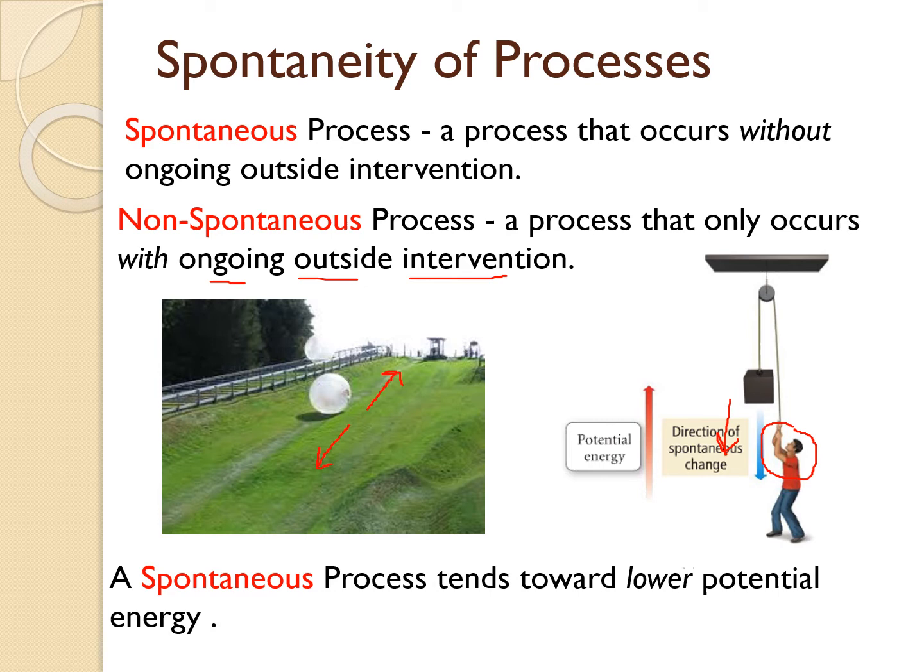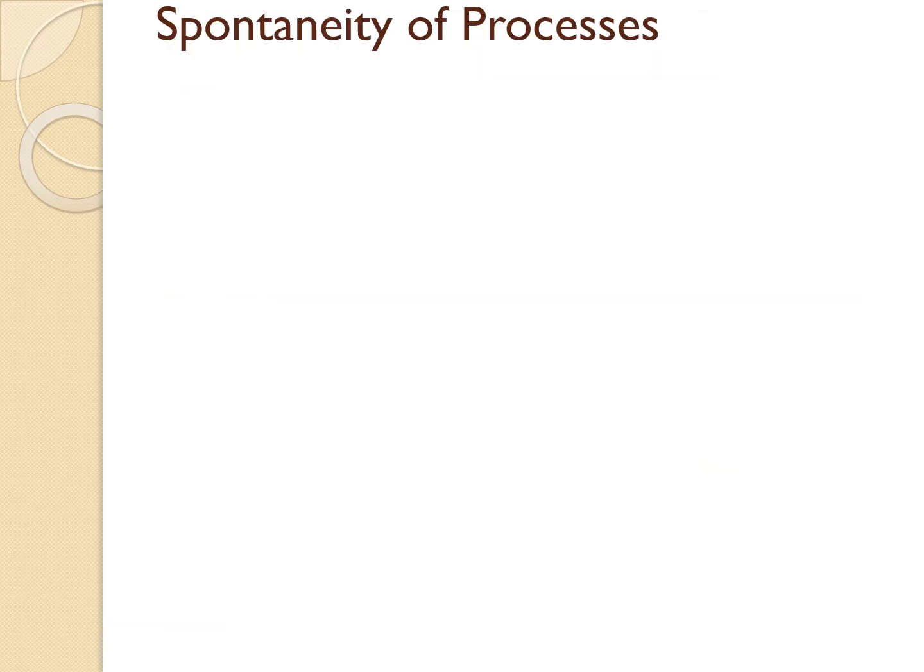Notice in these two examples that the direction of spontaneous change, either rolling down the hill or the weight falling back to the ground, is the direction towards lower potential energy. In these cases, it was gravitational potential energy, but just generally speaking, it's always towards lower potential energy. And the same thing's true with chemical reactions.